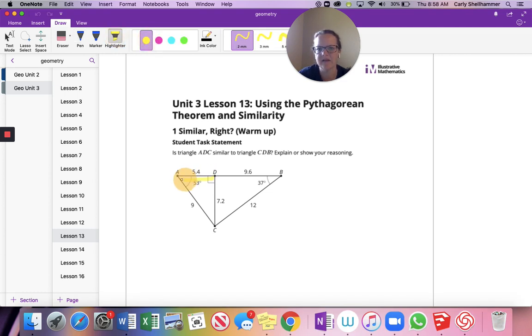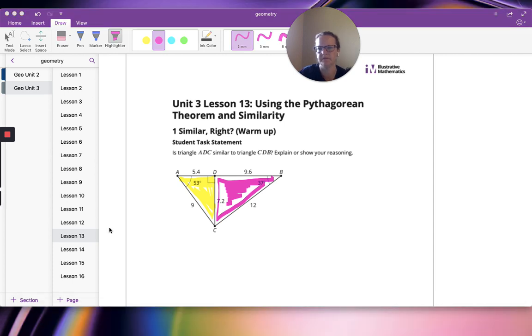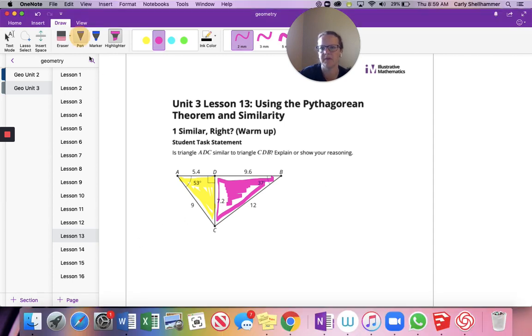ADC is this one. And CBD, do that one in pink. CBD is this one. Are they actually similar? So if I draw those, I'm actually going to put this, oops, not that pen. A, D, C, and C, B, D.